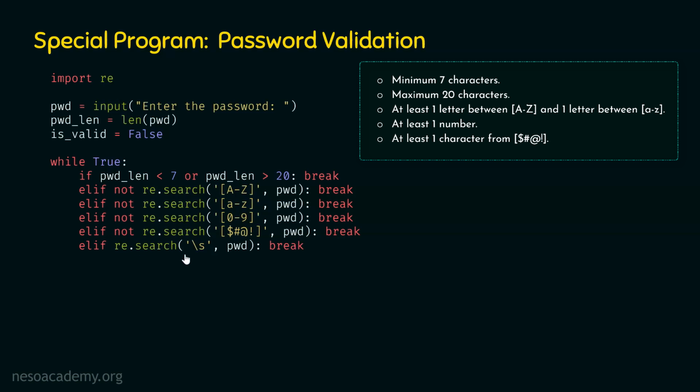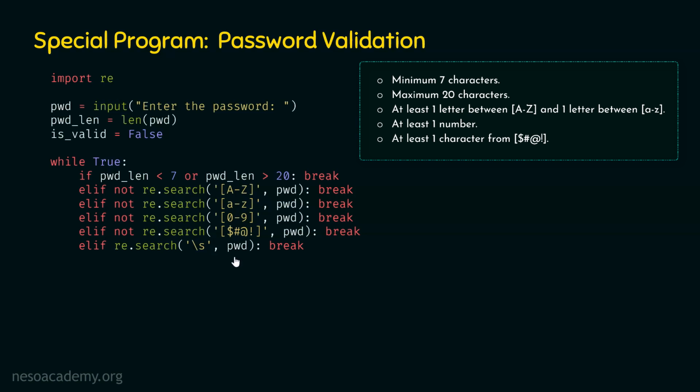And here we are checking the additional requirement. Here we are checking if the password contains the white space character. We know this is \s, which is the special sequence that indicates a white space character. So we are searching for this white space character in pwd. If the password contains the white space character, then this function will return the match object. In this case, we need to break the loop because there must not be any white space character within the password. So the user must not enter any white space character.